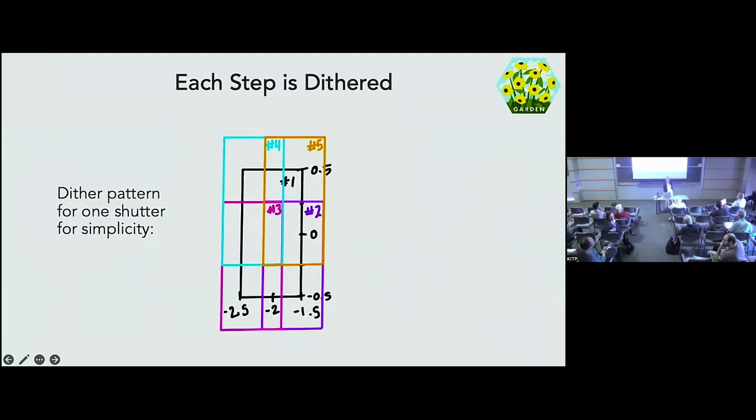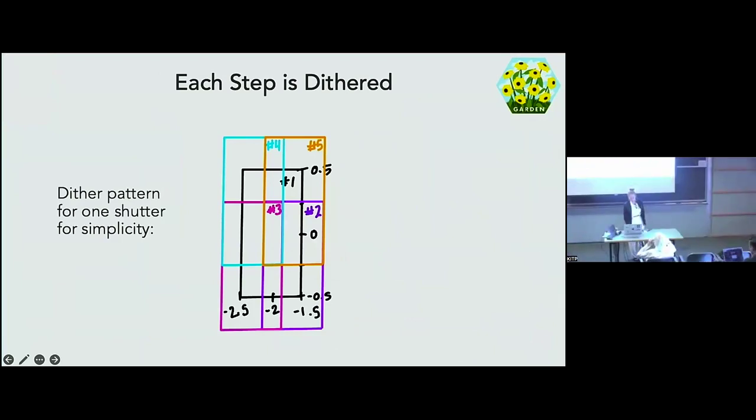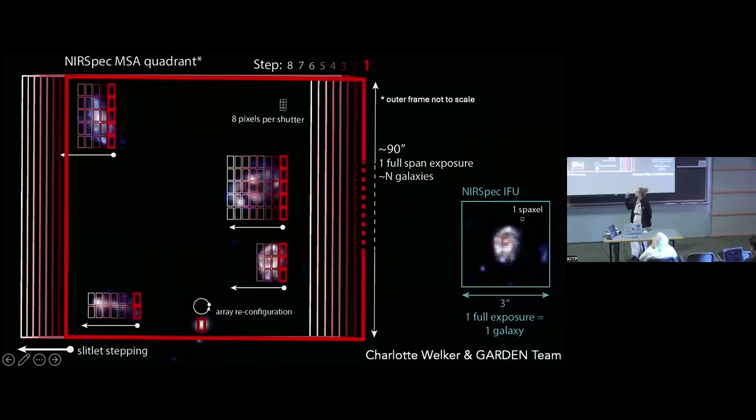The dither pattern here, I only showed it for one shutter. Imagine you have this. The dither pattern is also meant to get rid of the grid pattern, the holes, the space between the shutters this way and that way. And so you dither over it. On the edges, there'll be some regions that are not getting the full exposure time, but you make your slits long enough. I make my slits long so I get local sky.